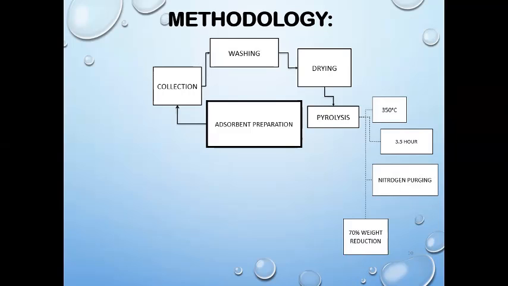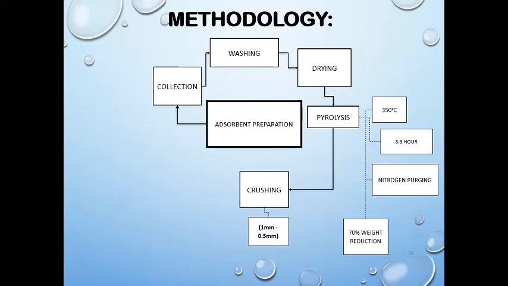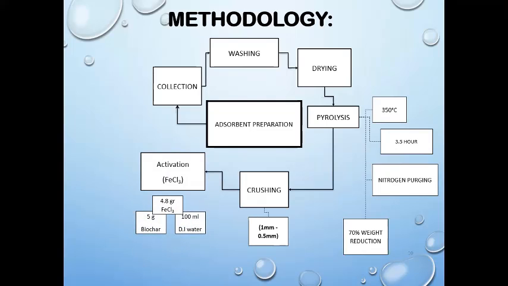I used nitrogen purging so that it would not catch fire. In the end, when I measured the weight, there was a 70% weight reduction in the overall amount of neem seeds that I had used. Then I went through the crushing process, selecting a size between 1 mm and 0.5 mm. Then I activated or impregnated it with FeCl3 to enhance its properties, using 4.8 grams of FeCl3, 5 grams of biochar, and 100 ml of DI water.